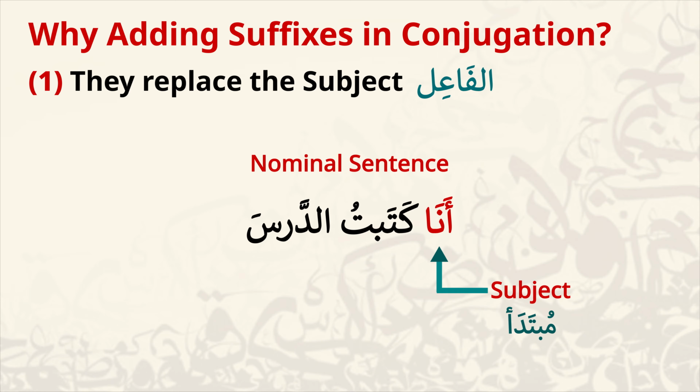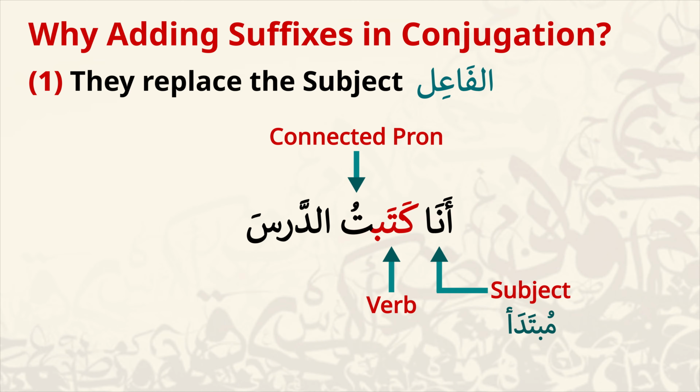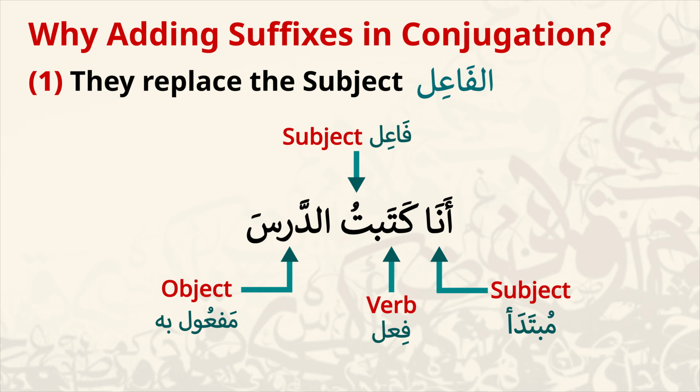The second word is a verb. So from here, we begin a verbal sentence because a verbal sentence must begin with a verb. This word contains two parts. The verb كتب is a past verb, and the connected pronoun تُ is a subjective pronoun. So كتب is the verb الفعل, and the pronoun تُ is the subject الفاعل. The last word الدرس is the object المفعول به.